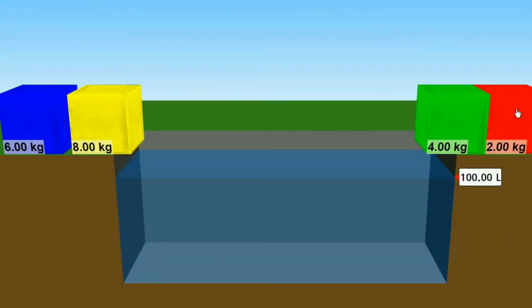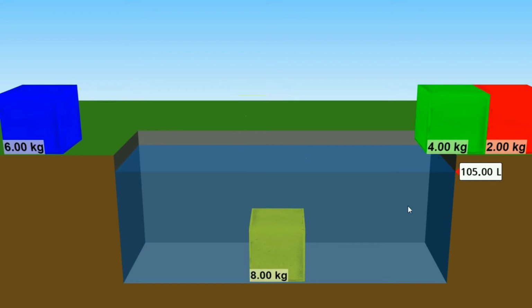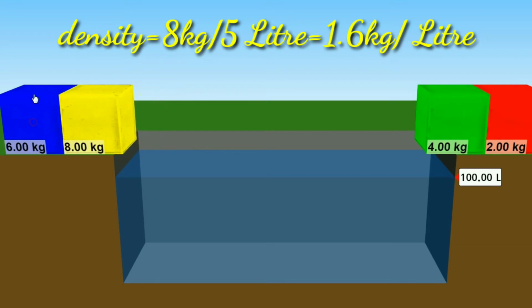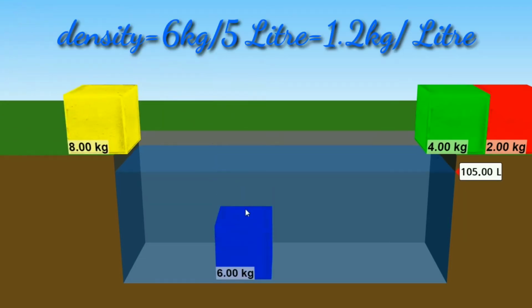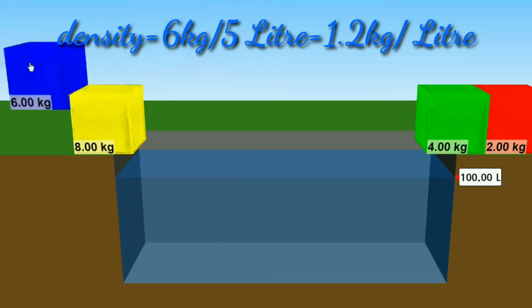Look at these 4 colored boxes. All of these boxes have the same volume. Mass of this yellow box is 8 kg, but the volume of this yellow box is 5 liters. So the density is 1.6 kg per liter. Blue box is 6 kg, but the volume is 5 liters. So the density of the blue block is 1.2 kg per liter.